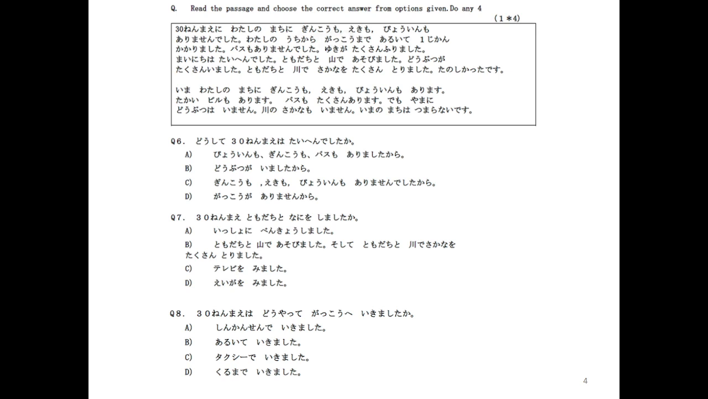Let us go to question number 6. Why was it hard? Difficult time 30 years ago? The answer is there were no banks, railway stations, and hospitals, which is option C. A is 病院も銀行もバスもありましたから, which means because there were hospitals and banks and buses. B is 動物がいましたから, which means because there were animals. D is 学校がありませんから, which means there is no school. So the correct answer is option C.